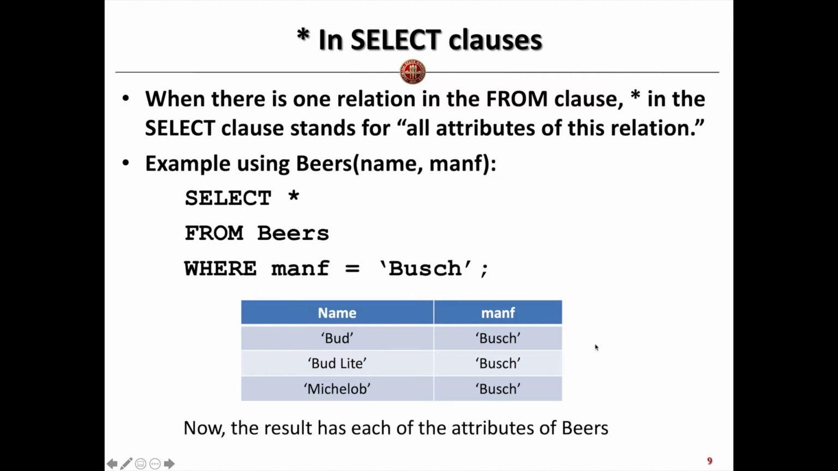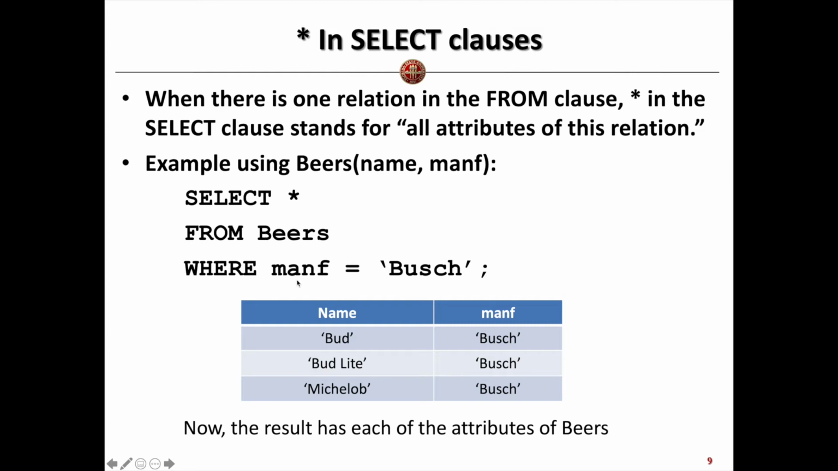It will be a table, right? And in this table we have two attributes because we select star here. Star means all the attributes, right? In other words, from beers we project all the attributes in the beers table. We have name and manufacturer here, right? And we have a condition that manufacturer equals Bush, and you can find in the result that for each tuple, the manufacturer always equals Bush. So we can use the star in this way to project all the attributes.